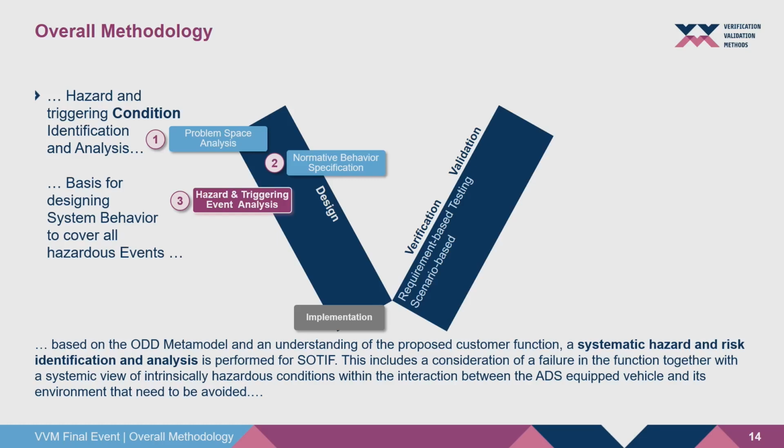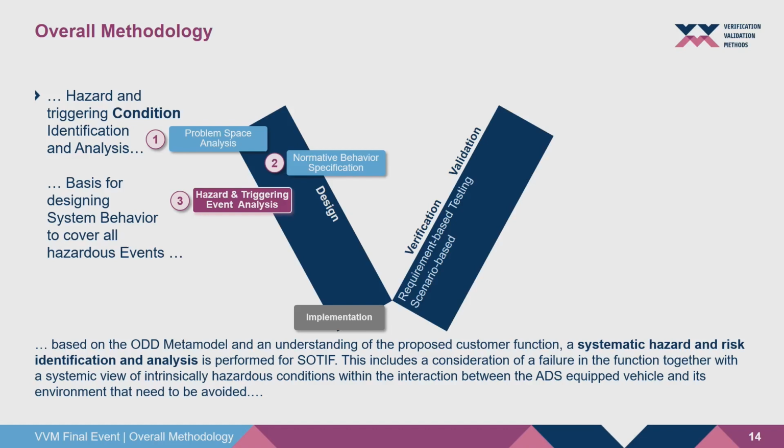So the third step is hazard and triggering event or condition analysis. So we have our ODD model, we have our scenarios, and we try to identify systematically the hazards that can appear in these scenarios and triggering conditions that could trigger events that can become hazardous.